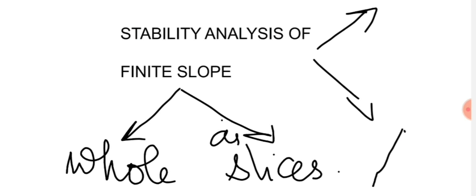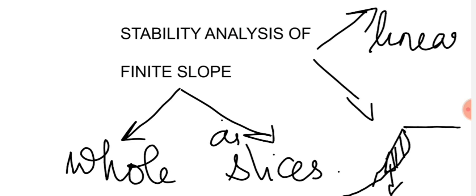If we have a slope like this, then if we have to analyze this much portion, we will cut this into slices, and for each slice we will take its weight, its cohesion or whatever, pore water pressure, everything we will consider for each slice and analyze. Now I said about two assumptions, that is, the slope failure can be assumed to be linear or circular, meaning rotational.